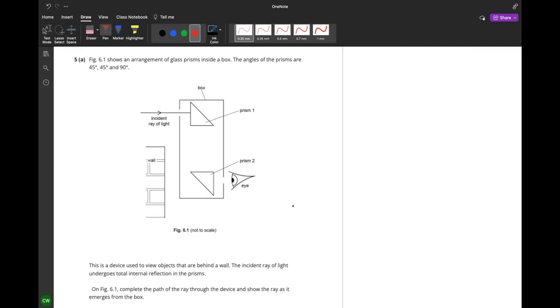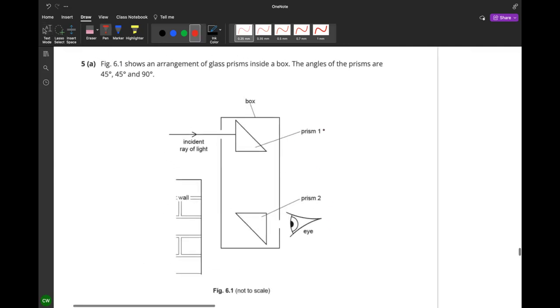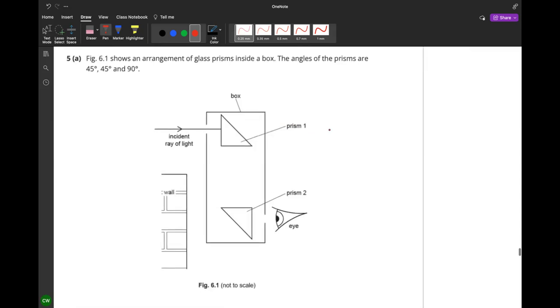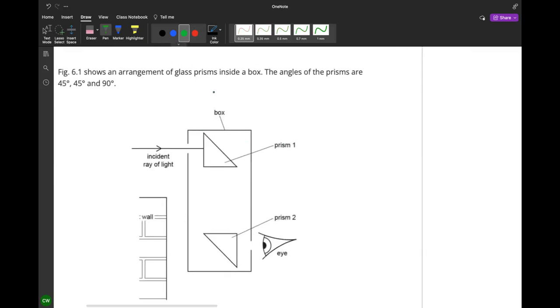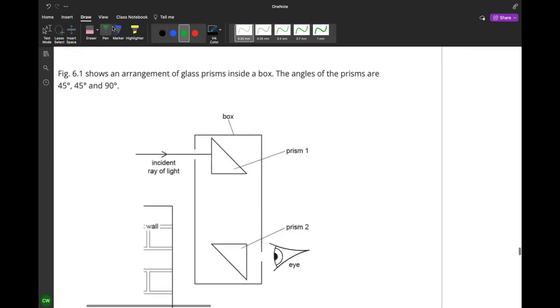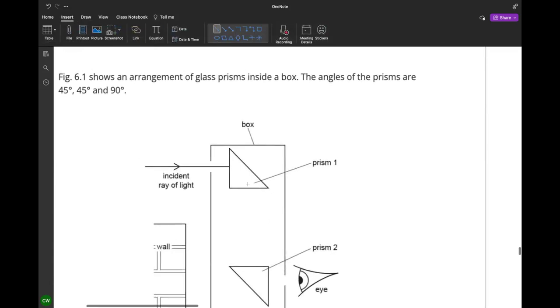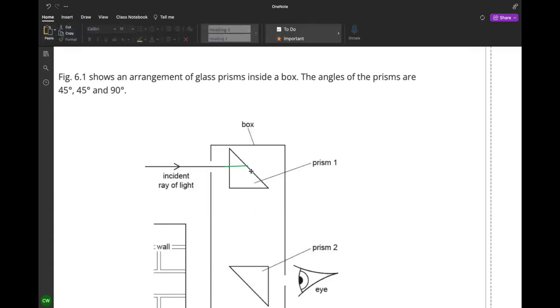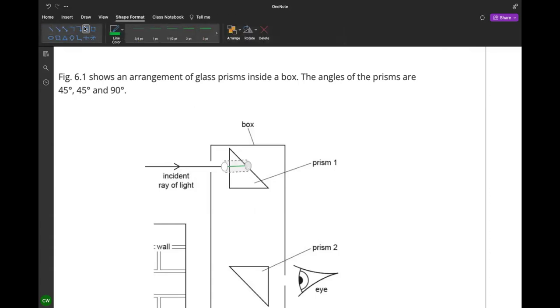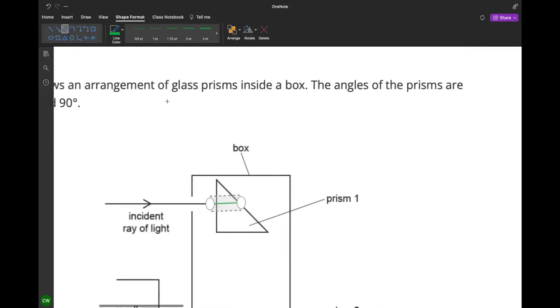Okay, let's see the answer. So this is prism. Prism and mirror is different. Mirror is mirror. Prism is prism. But the way the light goes in is the same. Because when the light goes in here, it can enter. But because it's a prism, you'll be having total internal reflection. That means it will be similar to the mirror.